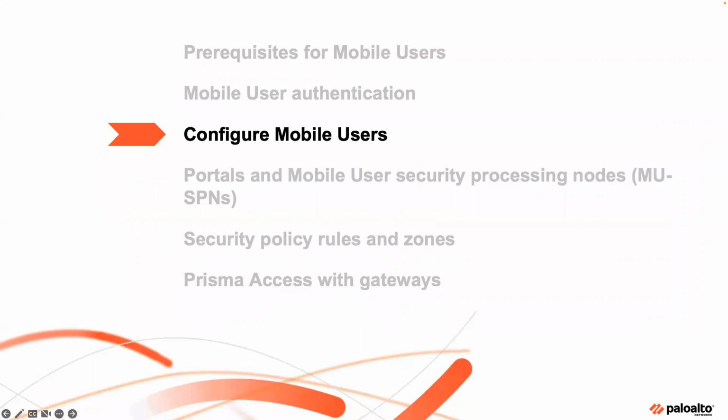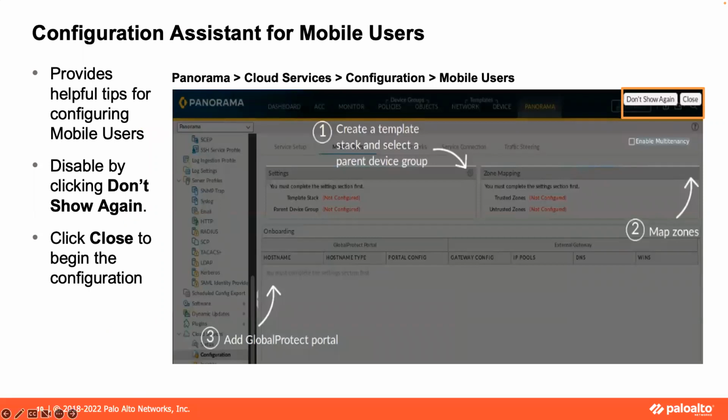The configuration menu and configuration steps for the mobile user solution are spelled out as you configure those. We give you this nice little gray opaque overlay that tells you what you need to do. And basically there's 3 major steps, as you can see here. Our template stack and parent device group, which if you've ever configured any other pieces and components of Prisma Access, you're familiar with this process. Zone mapping, which is required on most of the different deployment options, and the GlobalProtect portal.